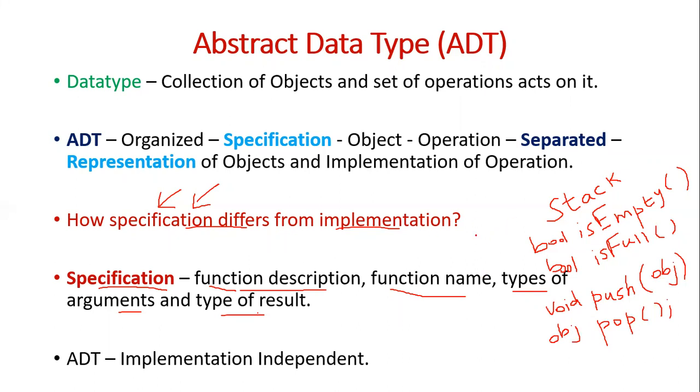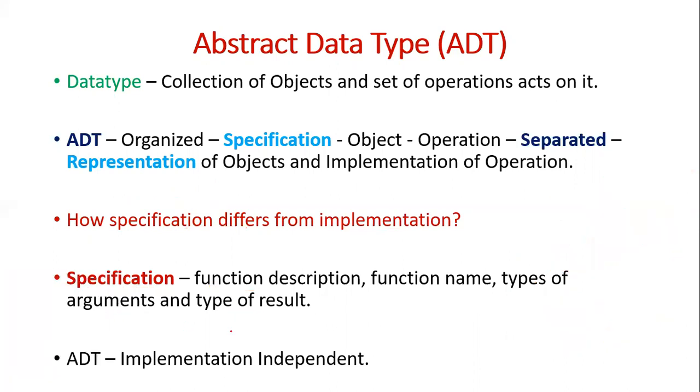An abstract data type will have a description of that particular data type, and all the functions: what the various functions are, what arguments they take, and what the return type is. And the ADT, the abstract data type, does not bother about the implementation. It only bothers about the specification. Abstract data types only specify that particular data type: this is how the data type should behave.